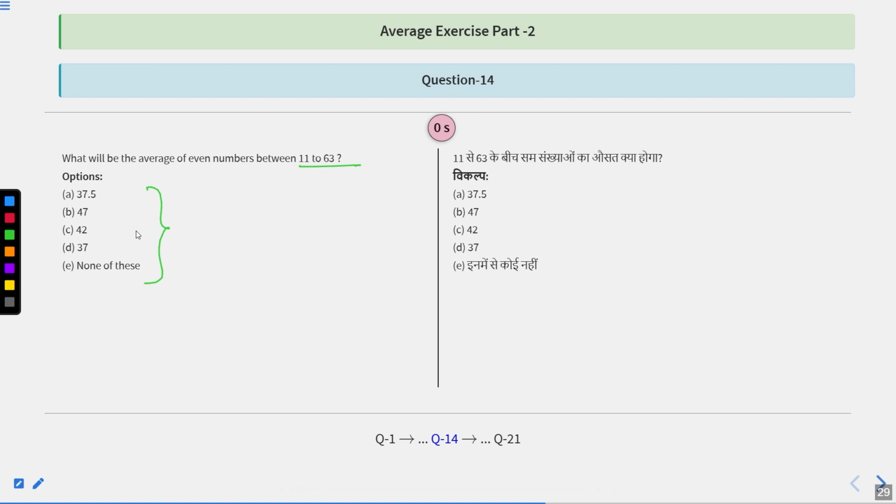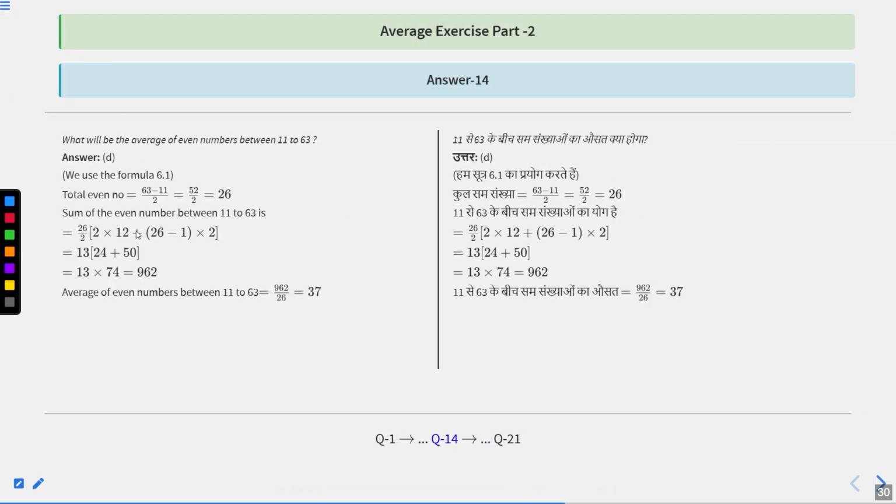Now time's up. Let's see the solution. The total count of even numbers will be 63 minus 11 divided by 2. Why divided by 2? Because we need to count only even numbers, and the difference between two even numbers is 2. So the total is 52 divided by 2, and we get the total count of even numbers, which is 26.